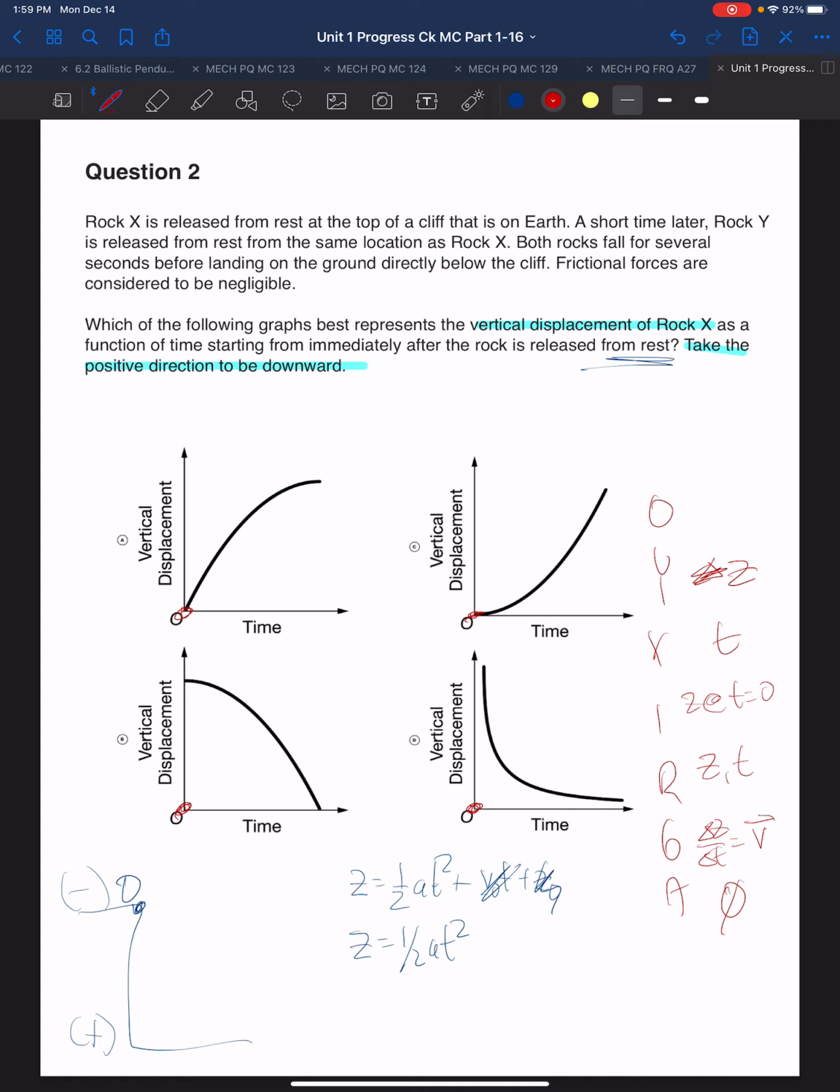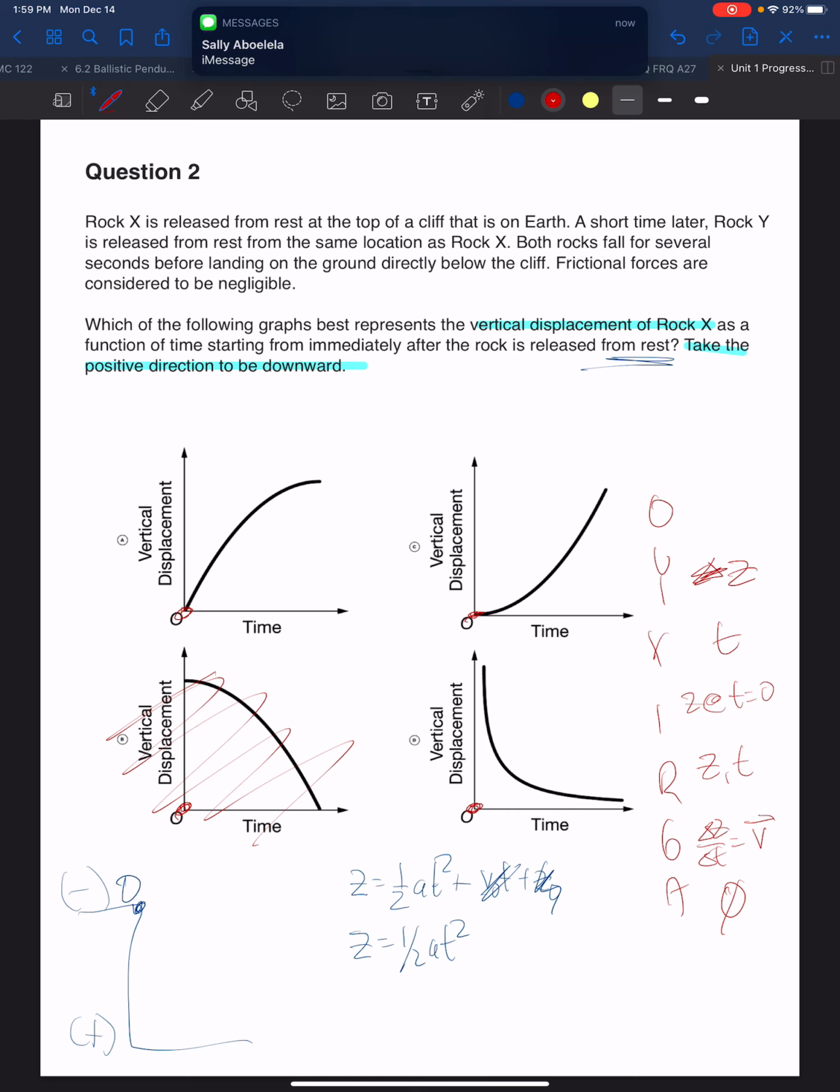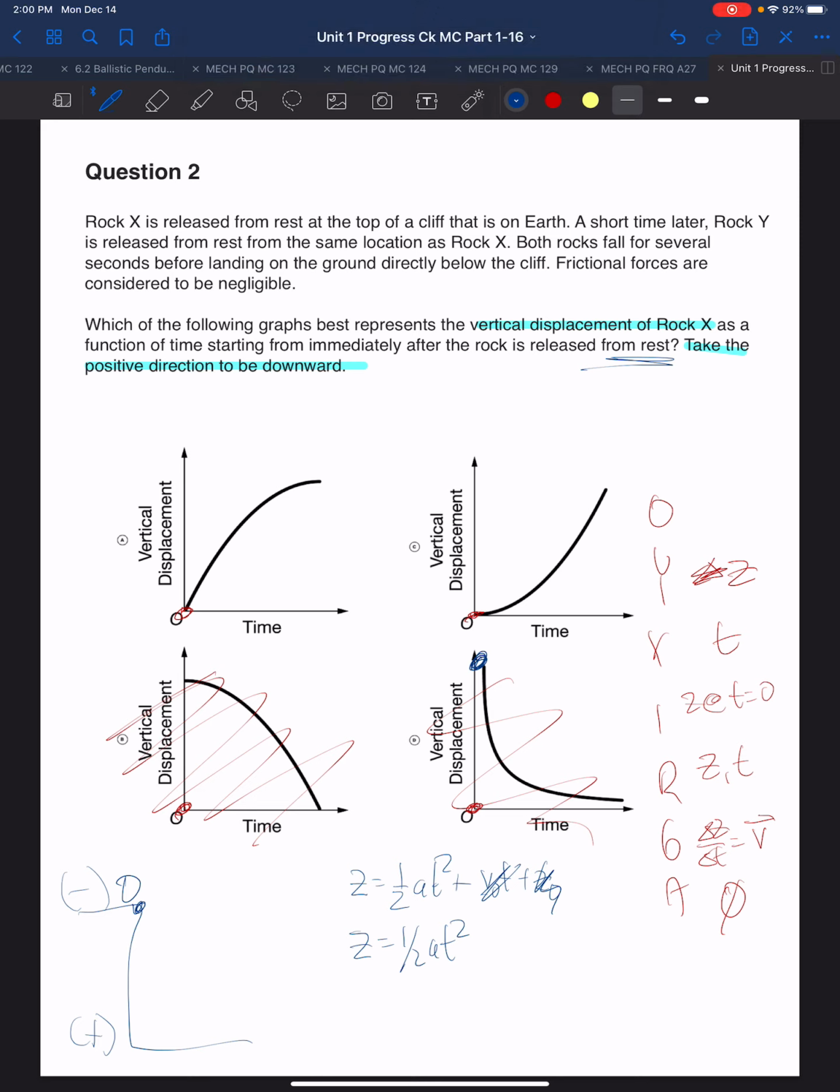So at time 0, the vertical displacement should be 0. And so that tells us that choices C and D, with these values up here, are very large displacements. The largest displacements at time 0 can't be the choices. So the next part we have is that the slope is the velocity.